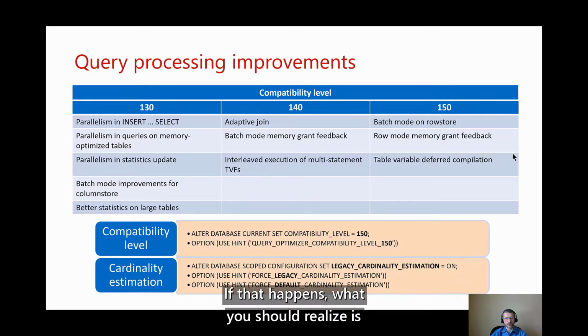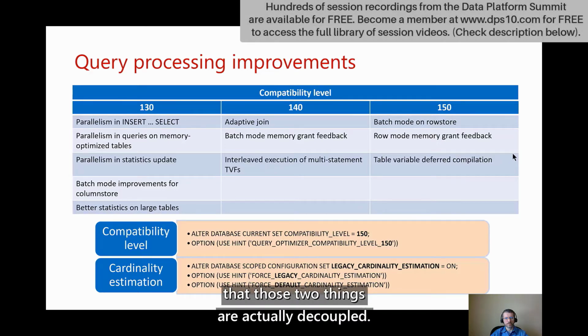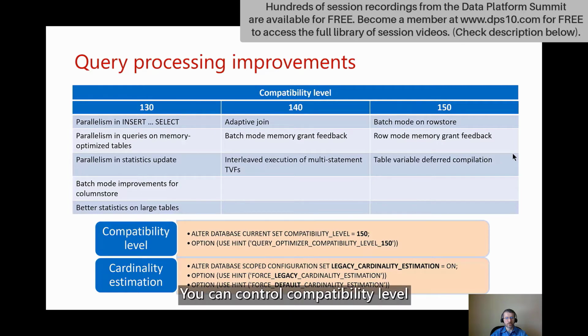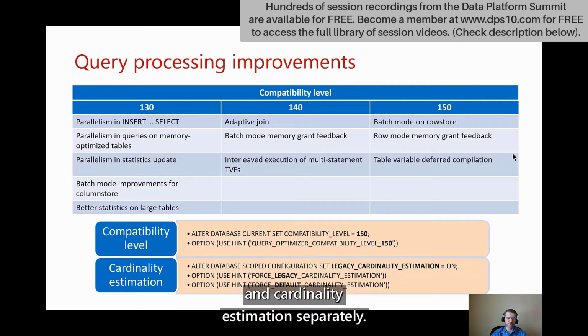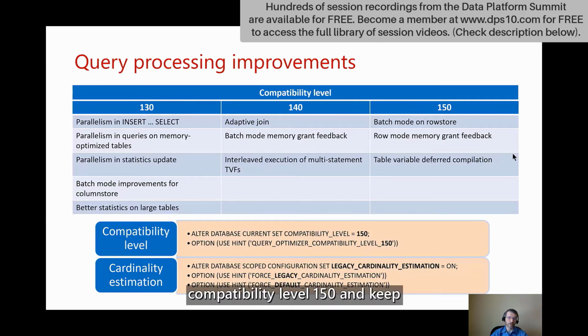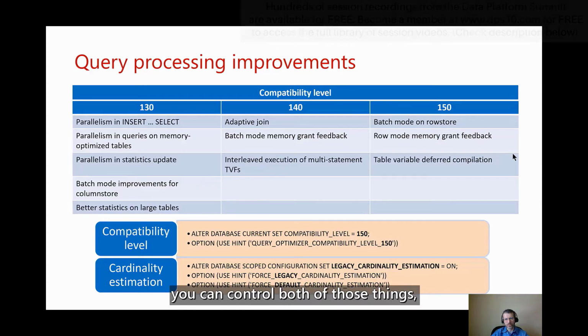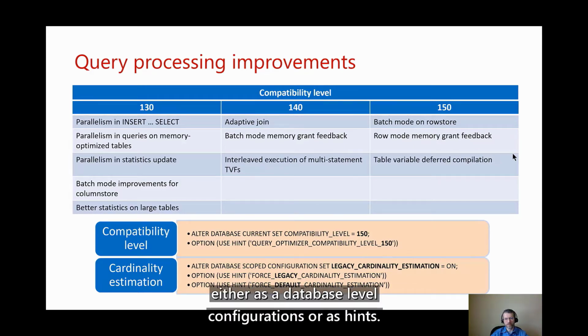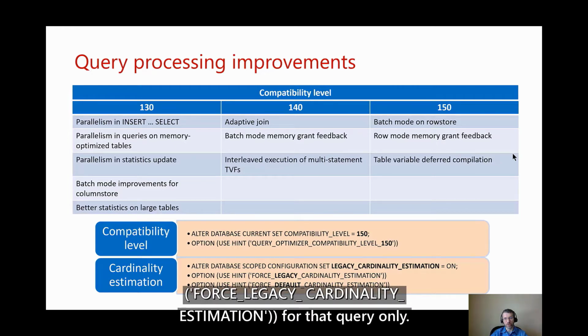So if that happens, what you should realize is that those two things are actually decoupled. You can control compatibility level and cardinality estimation separately. So you could still go to, say, compatibility level 150 and keep the cardinality estimation at legacy instead of keeping the default. And you can control both of those things either as database level configurations or as hints. So let's say you may find that a particular query works better with legacy cardinality estimation, and then you can use this hint, force legacy cardinality estimation, for that query only.